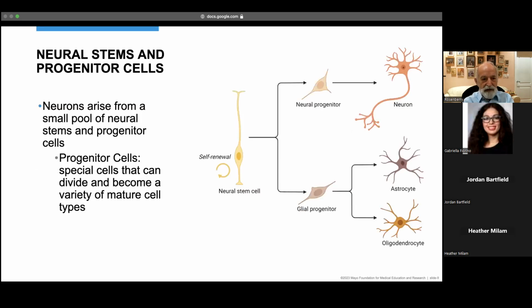Proliferation. Nerve cells and glia arise from a small pool of neural stem cells and progenitor cells. Progenitor cells are special cells that can divide and become a variety of mature cell types. And you can see neural progenitors going on to neurons on the right part of the slide, and glial progenitors going on to form astrocytes and oligodendrocytes.